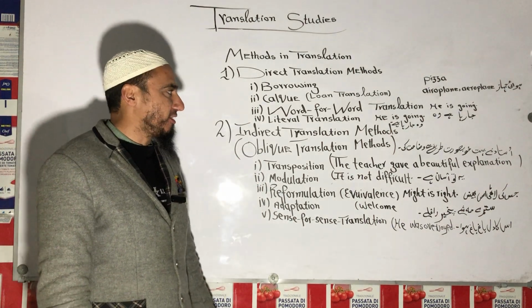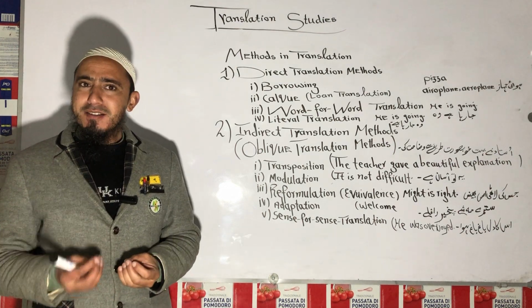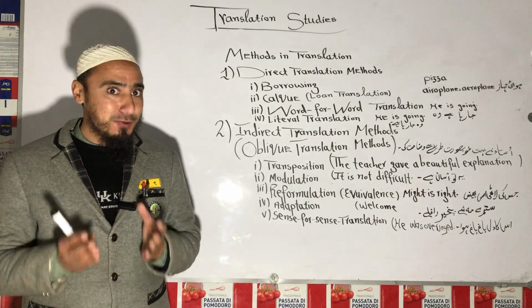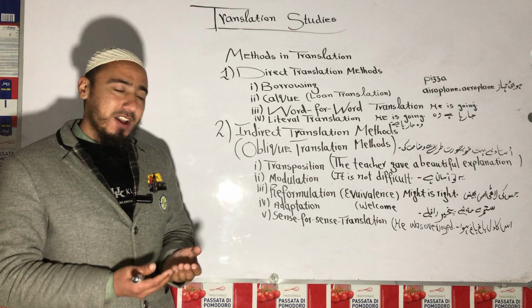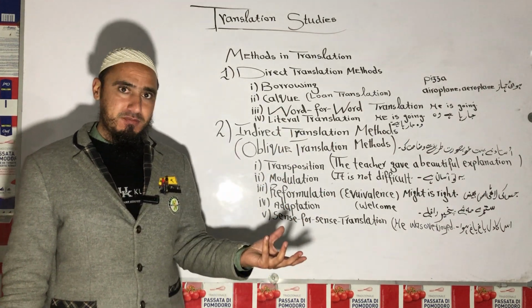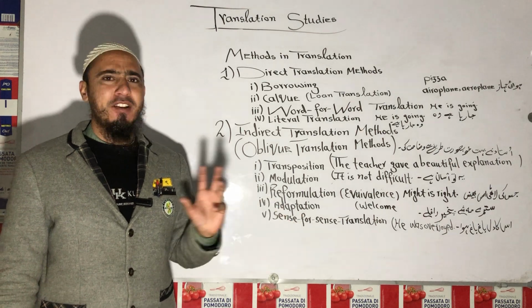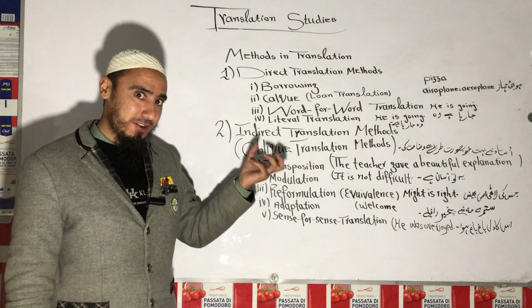Let's come to indirect translation methods. What are indirect translation methods? Indirect translation methods are those methods in which the structure of one language into another language is changed. Meanings are the same, messages are the same, but the structures are changed.